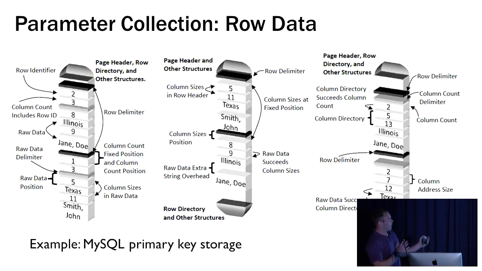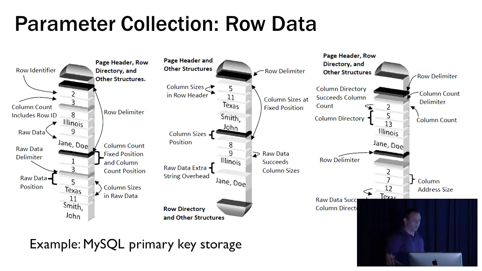So for example, I have up here on this slide 3 possible layouts that a database may use for row data layout. I'm not going to discuss all these parameters. I just want you to get an idea of how complex it can be. Some of the parameters that are interesting are you may have a row delimiter to separate each row. You may store the size of each column. And then if you don't store the size of each column, you may use a column directory, which is going to store pointers to each column in that row.